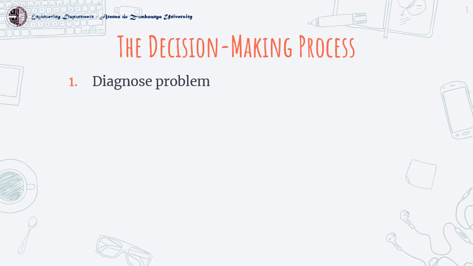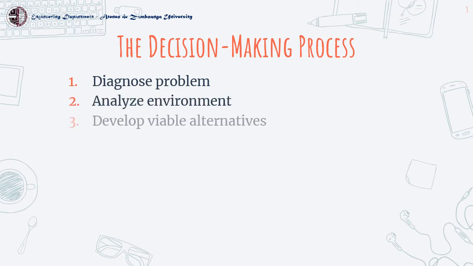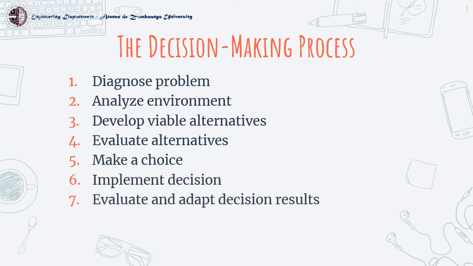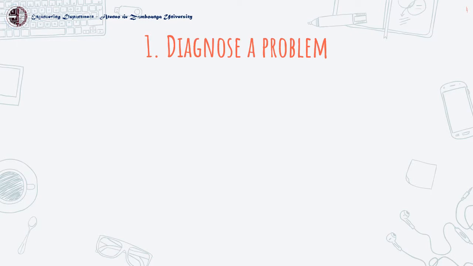Number one, diagnose a problem. You analyze the environment. Next is develop viable alternatives. Evaluate alternatives. Make a choice among the alternatives presented. Implement a decision, and evaluate and adapt decision results. So let's take a look at the first one, diagnose a problem.